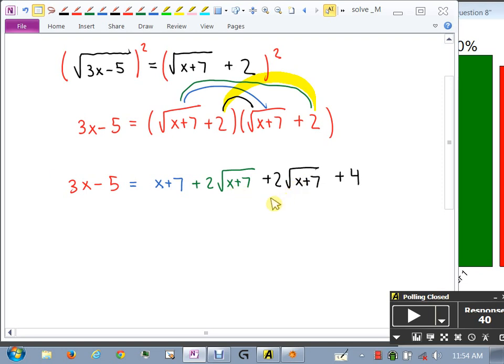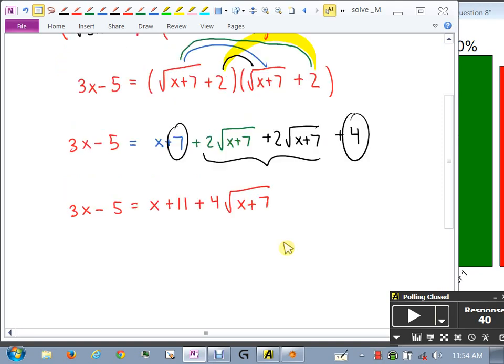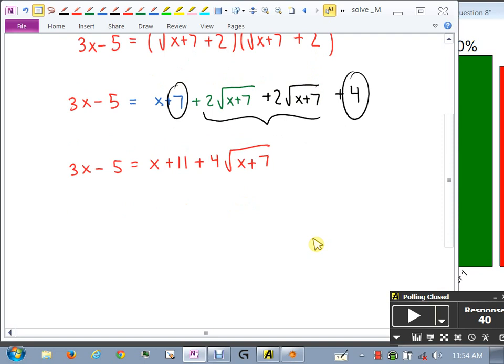Now, can I add these two radicals together? Yes, and I get how many of them? 4, because you're doing 2 plus 2, right? Because you're adding the 2 coefficients. Does the root go away? No, right? So I'm putting these 2 together. I can also put this 4 and 7 together, which would give me 11. So let me write the next line. I've got 3x minus 5 equals x plus 11, then 4 of those root of x plus 7s. That's just cleaning up the right side of the equation.